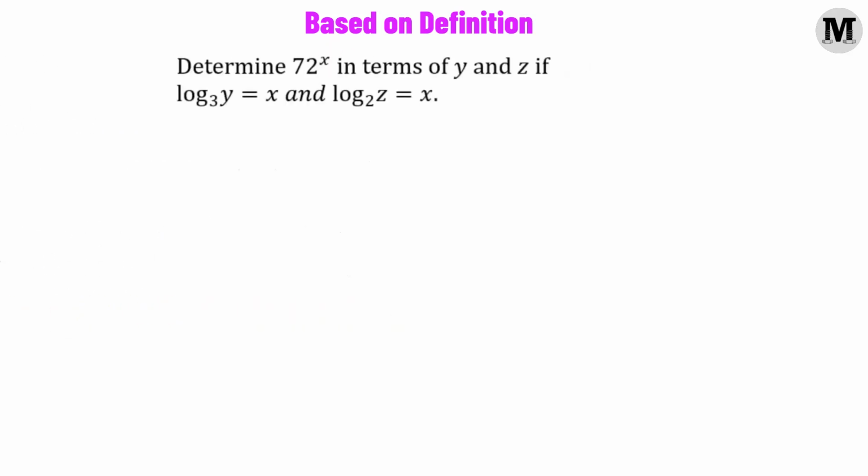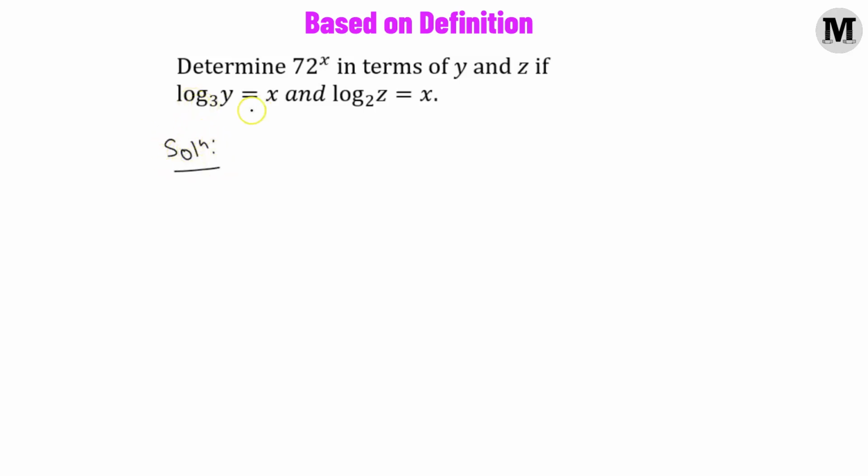In this problem, we need to determine 72 raised to the power of x. And we have to express the final result in terms of y and z, given 2 values of log. So here it's going to be a little more involved than the previous problems. Let's begin with the logarithms first.